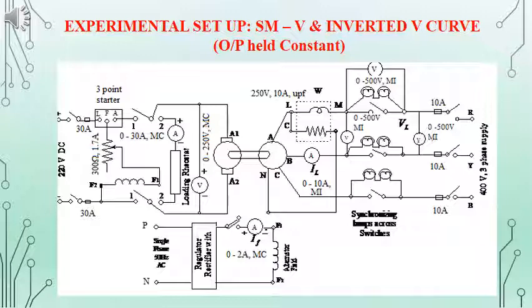And for another load condition, we can close the switch on the DC generator side to the loading rheostat, vary the load and keep it constant, and we can plot the same V and inverted V curve for that particular load condition too.